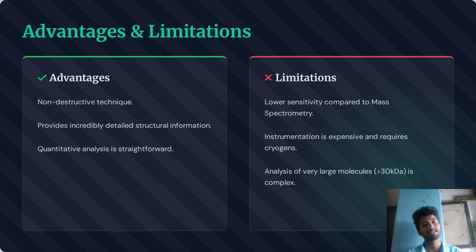Advantages and limitations. Advantages: it is a non-destructive technique, provides incredibly detailed structural information, and quantitative analysis is straightforward. Limitations: lower sensitivity compared to mass spectrometry. Instrumentation is expensive and requires cryogens. Analysis of very large molecules greater than 30 kDa is complex.